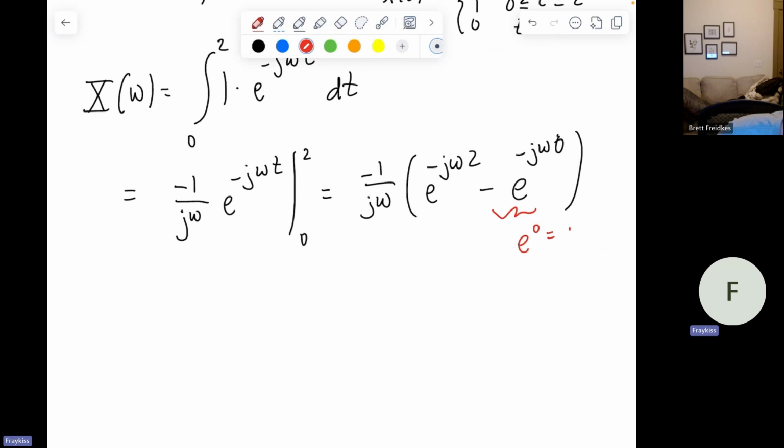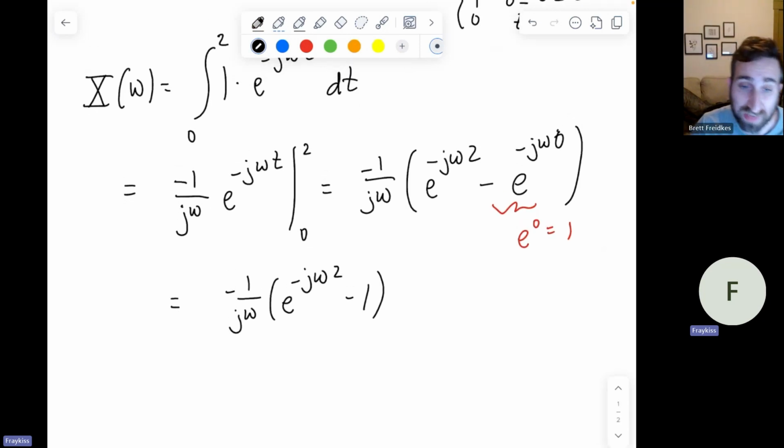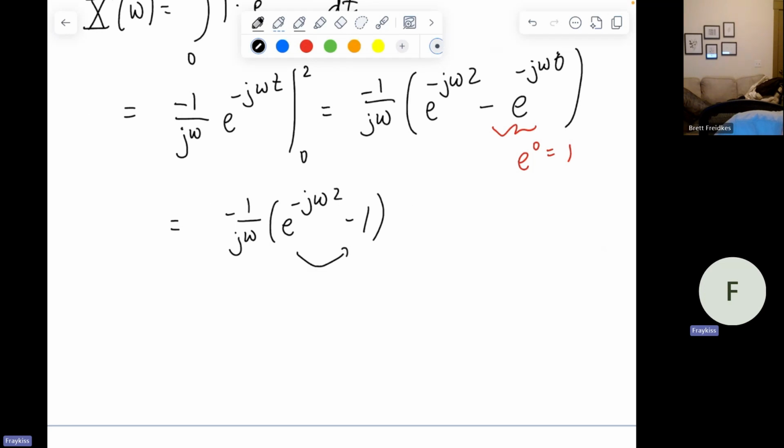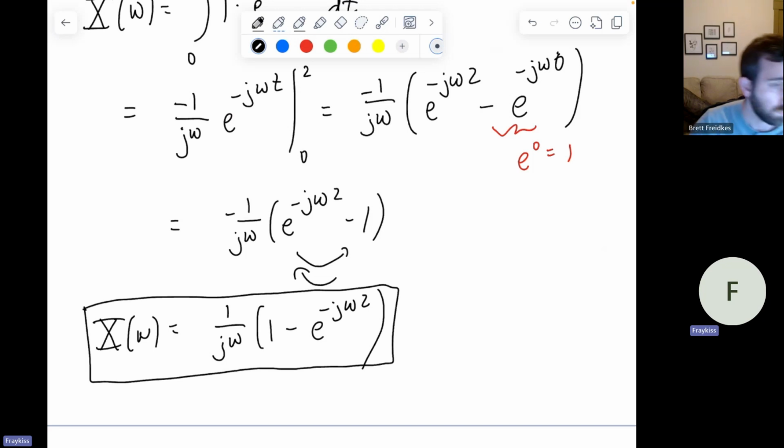This is e to the 0, which is 1. So this is negative 1 over j omega e to the minus j omega 2 minus 1. And if I wanted to, just to get rid of the negative sign in the front, I can change the order of these to ultimately get 1 over j omega times 1 minus e to the minus j omega 2. And this is my Fourier transform of this.